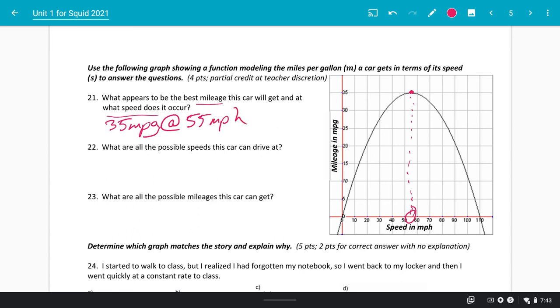miles per hour. What are all the possible speeds that a car can drive at? Well, I can go from 0 to 110. Negative doesn't make sense because you can't go negative miles per hour. So all the possible speeds it can drive at is 0 to 110 miles per hour. What are all the possible mileages your car can get? Well, obviously I can't go any lower than 0, and then the highest is 35.